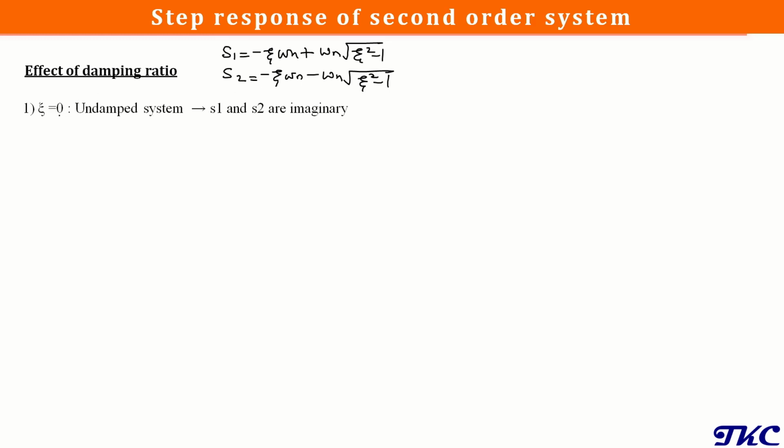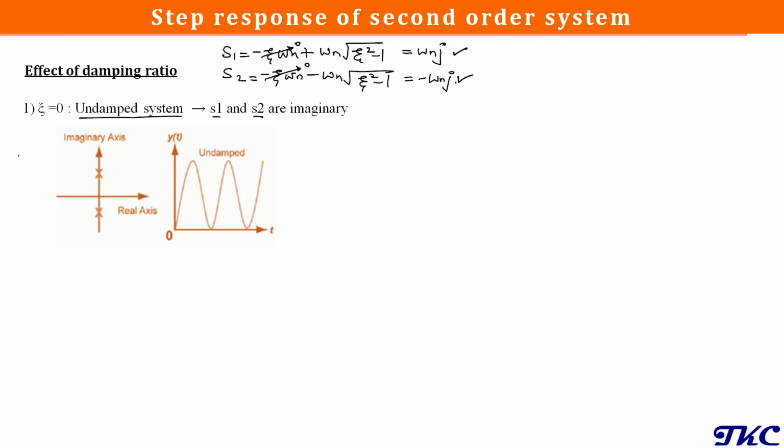So when we are having zeta 0, that system is called as undamped system, and for that we are going to get S1 and S2 as imaginary. So let's see, if we substitute zeta 0 here, so this term will vanish and this term is also going to vanish, and we will be having here, if we substitute zeta value 0 in this root, so we'll be having omega n and root of -1. So root of -1 is nothing but a complex term, so we will be left with omega n j here, and we will be having minus omega n j here. So both the roots, when we are having zeta 0, will become imaginary.